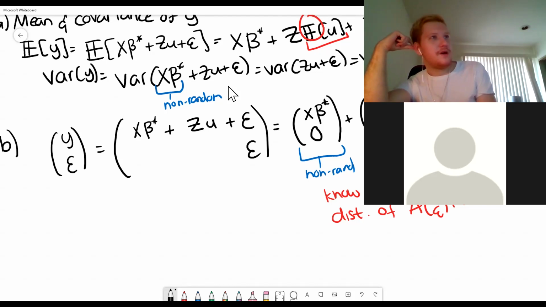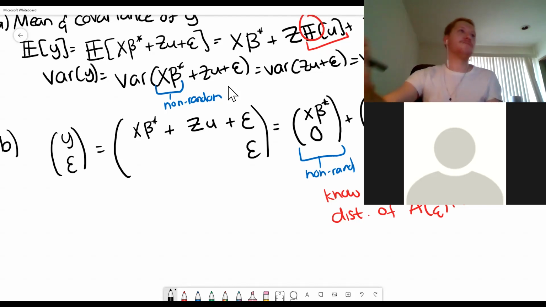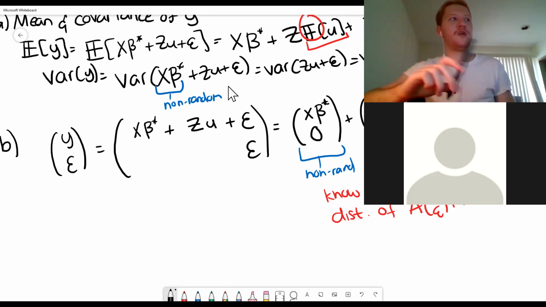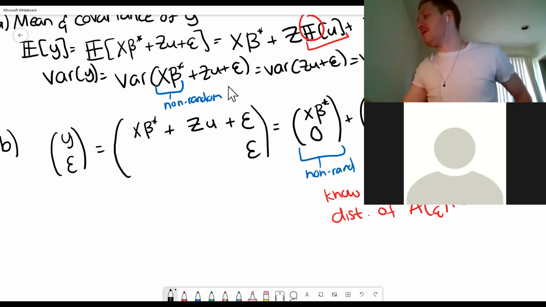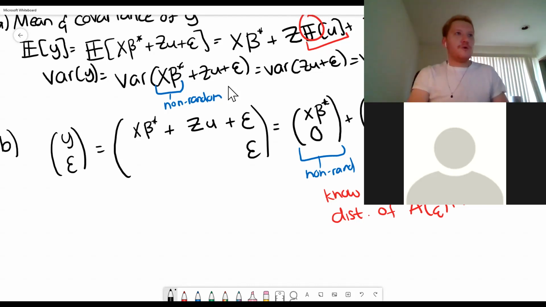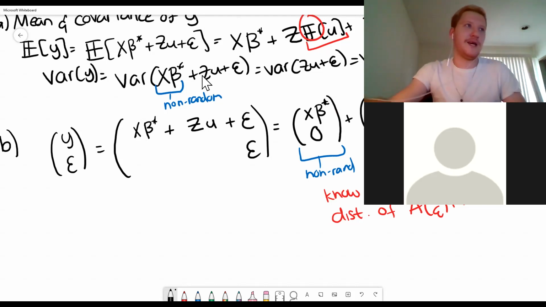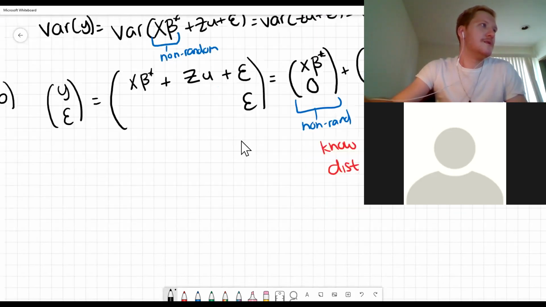I guess what I recommend, I know it seems so obvious when someone gives you this, but in general, think of what you're given, and try to work problems into that. We were given the joint distribution of u and epsilon. So you can think, okay, I need to get it into the form of something that has the u and epsilon vector somewhere, right? Sorry, that's the best I could say.